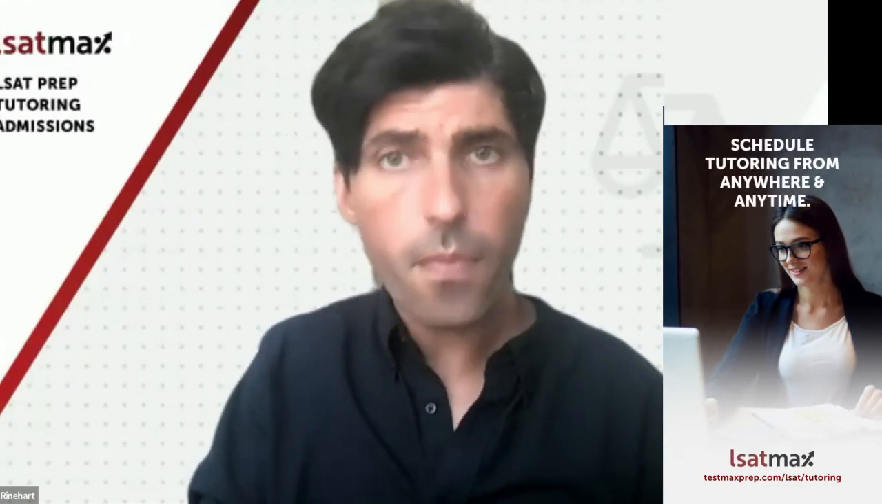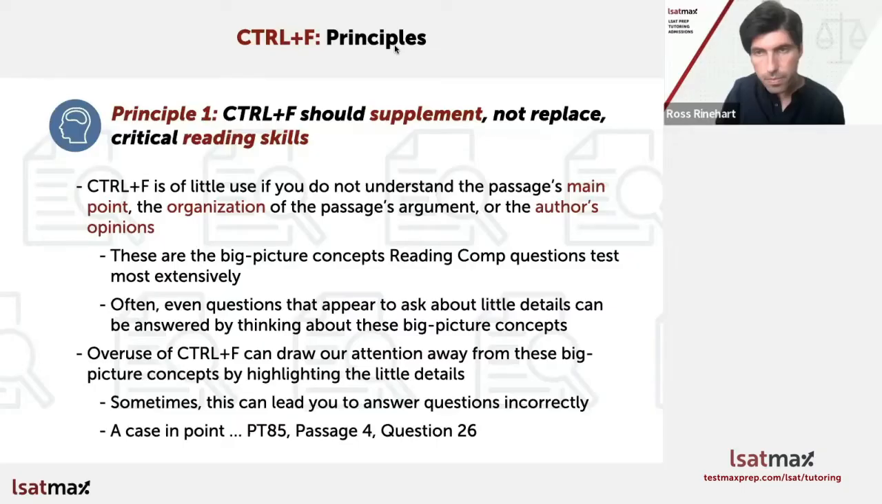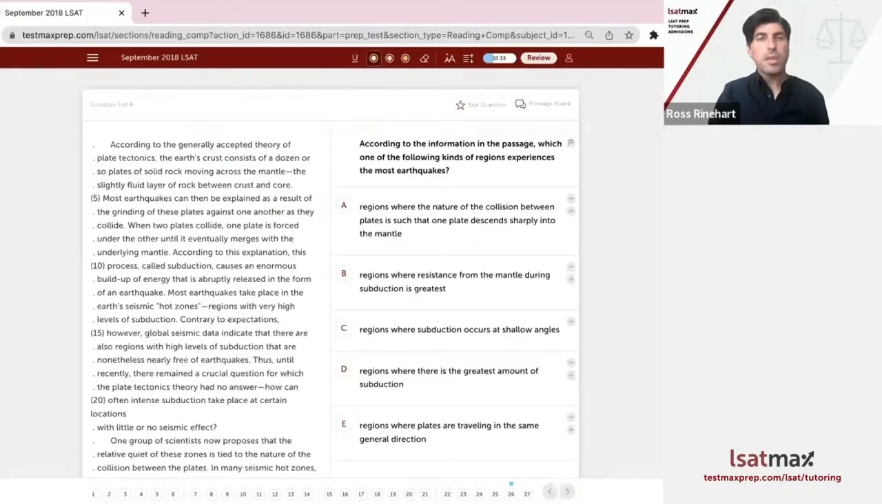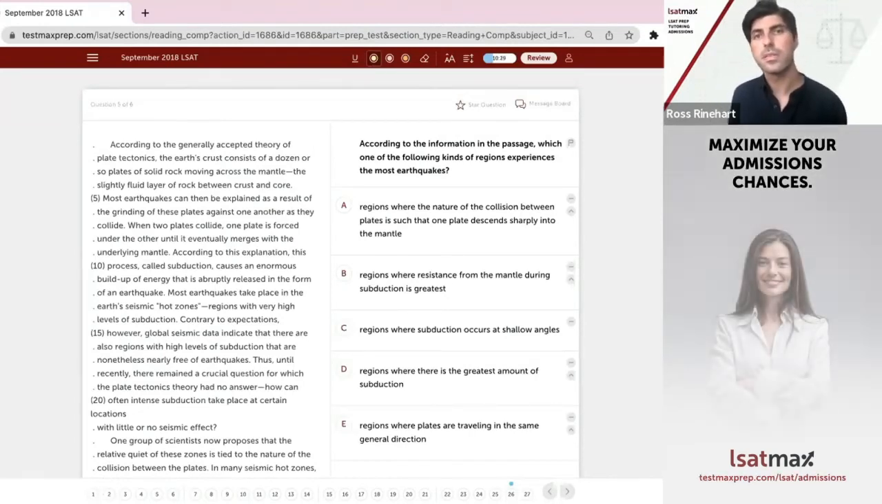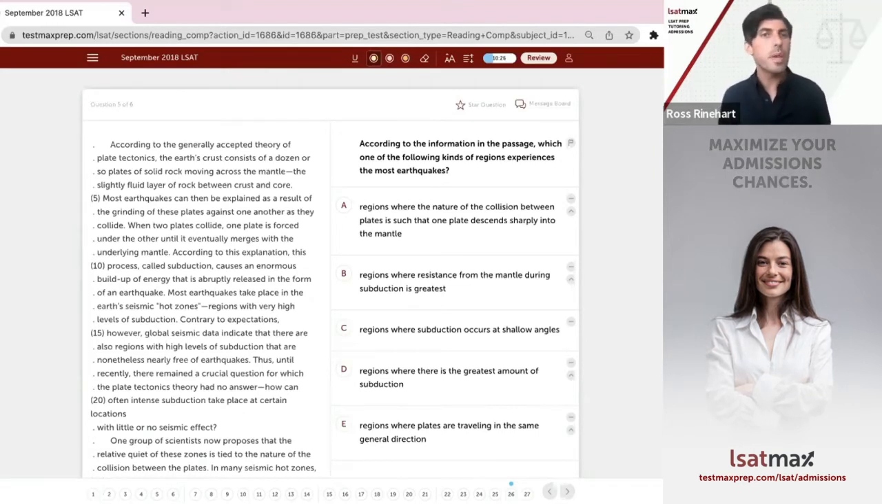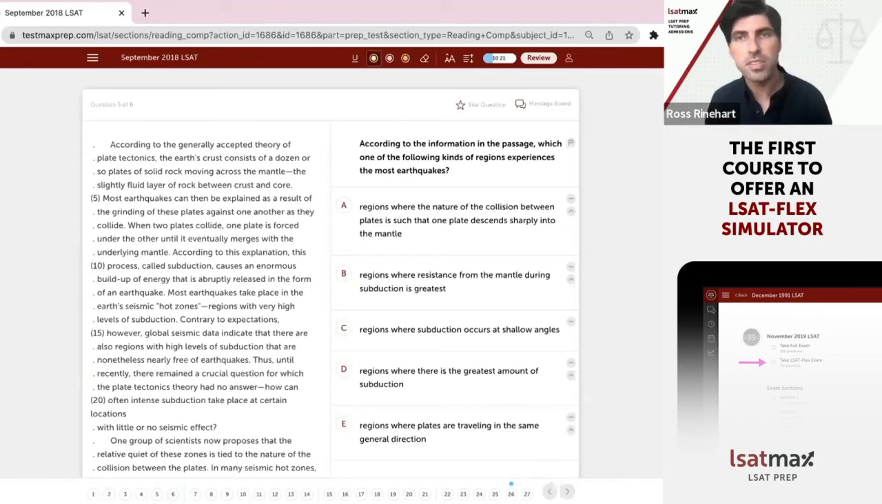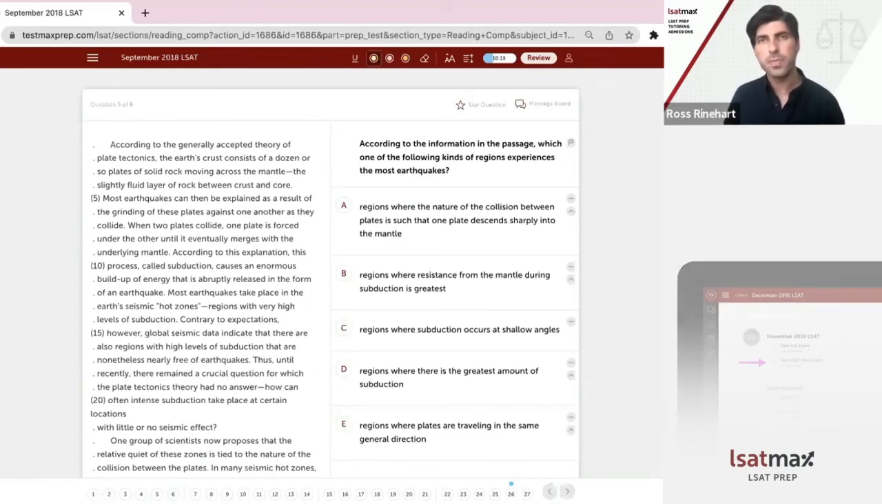So I'm going to pull up this test now. This is passage number 4 from this test. Get to question 26. It's towards the end of the section. Maybe you're running out of time a little bit. And you think, oh, this question says, according to the information in the passage, which one of the following kinds of regions experiences the most earthquakes?